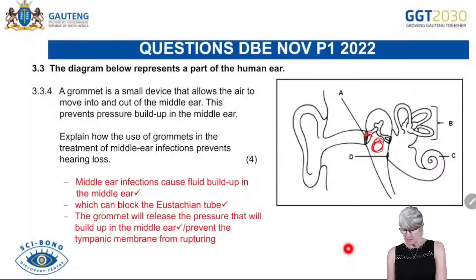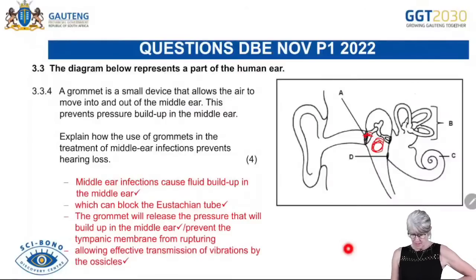So what happens is, when I put in that little grommet, it's like a little tube, and it allows the pressure from the middle ear to be released, and that then prevents the tympanic membrane from rupturing, and then doesn't affect hearing. All right.